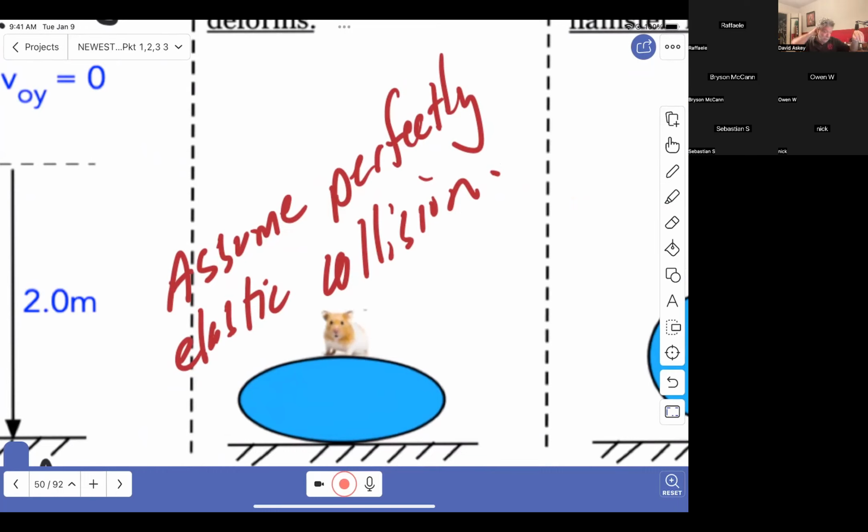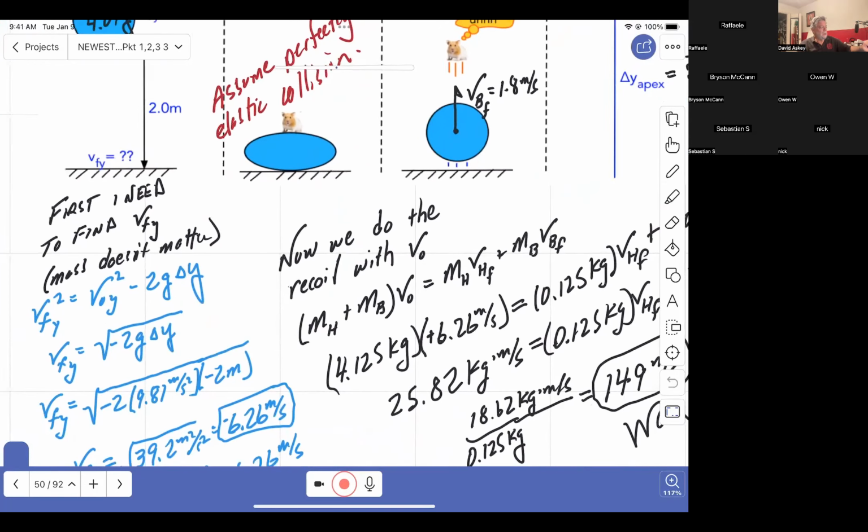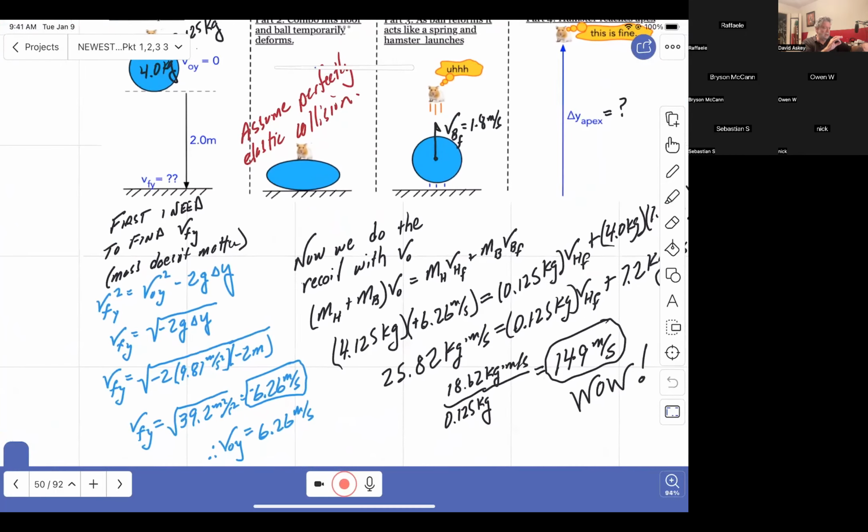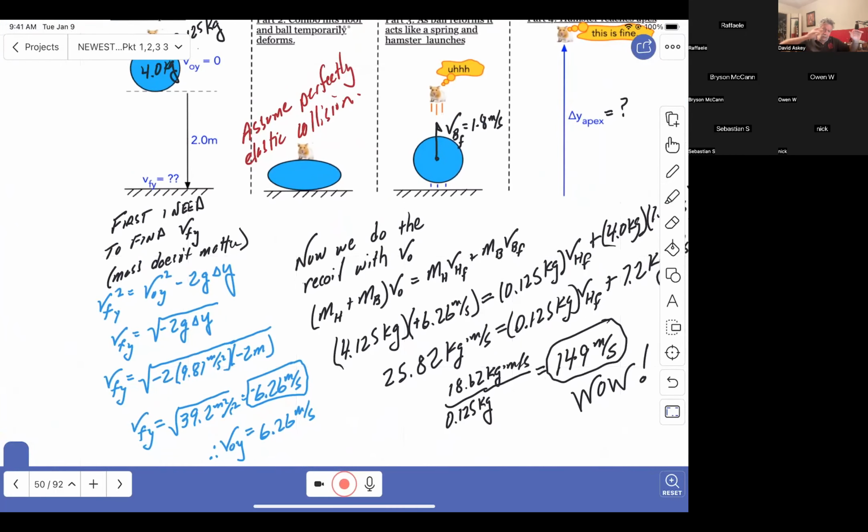I don't know how else you could do this. So that's an assumption, but you have to make it. The initial velocity of the balloon bounce, assuming no kinetic energy is lost, which we know is definitely an approximation. But the ball then must come off the ground with the same velocity it hit the ground, the ball and hamster. Because the instant it comes off, this is basically a recoil with initial velocity.